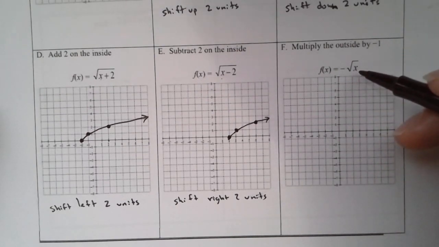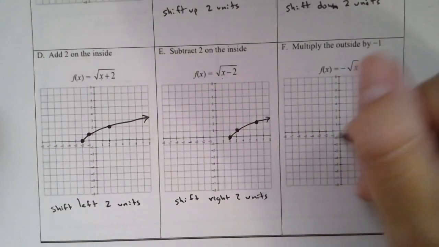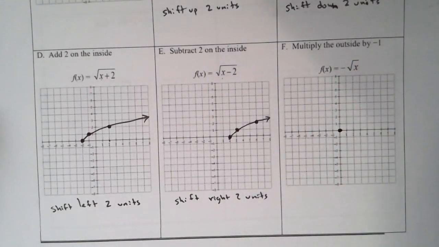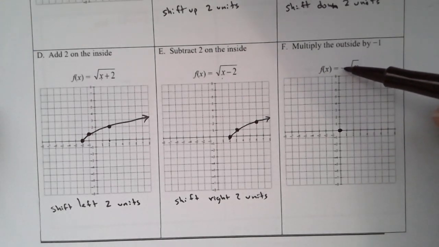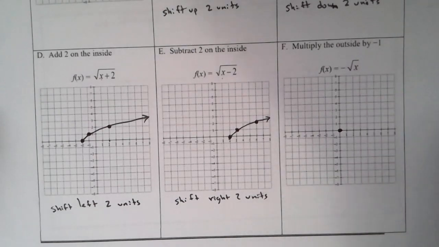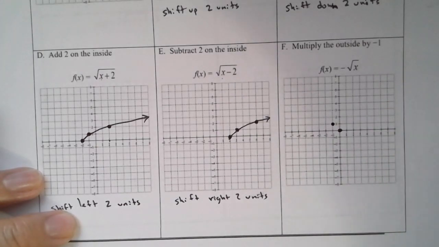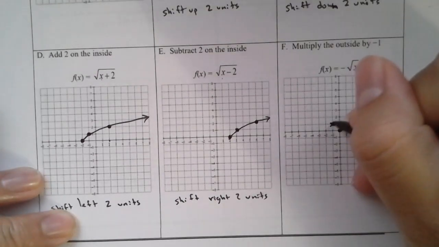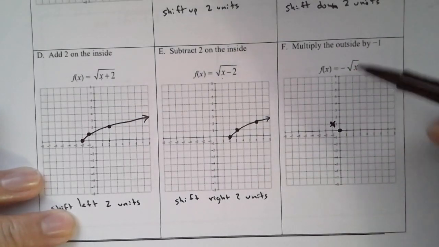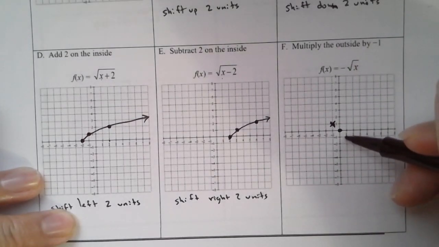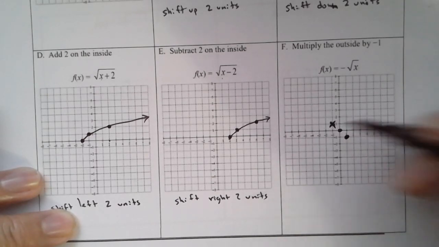If I pick 0, square root of 0 is 0, times negative is still 0. So I'm at the origin. Let's take 1. Square root of 1 is 1, but times negative makes it negative 1. Okay, so I'm here. Whoops, no, that's not right. This is incorrect. When I plug in 1, I got negative 1, so it's actually down here. Sorry about that.